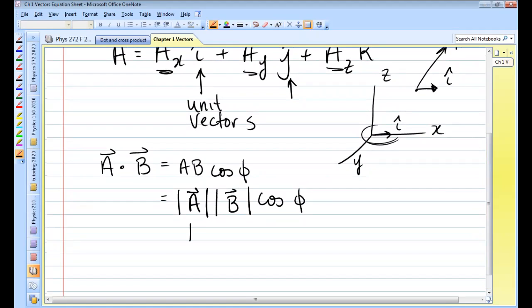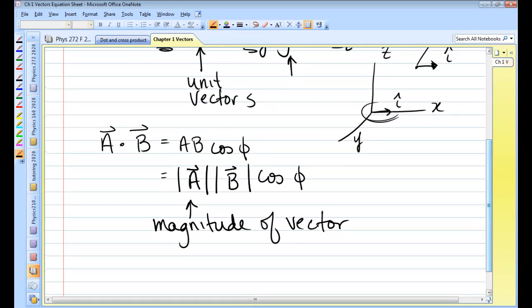Okay, so whether you just leave the vector sign off or you write those parallel lines means the same thing. And that's the length of the vector. And remember, these are just numbers. So this is magnitude of vector, and it has whatever units the vector has. So if it's a displacement vector, it's meters. If it's velocity, it's meters per second. If it's force, it's newtons. And so these are just generic vectors for now.